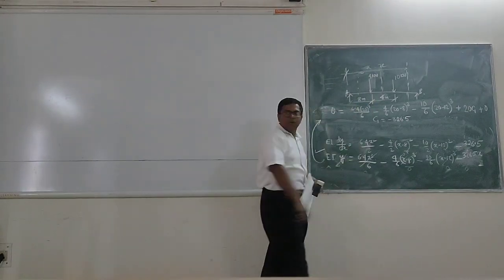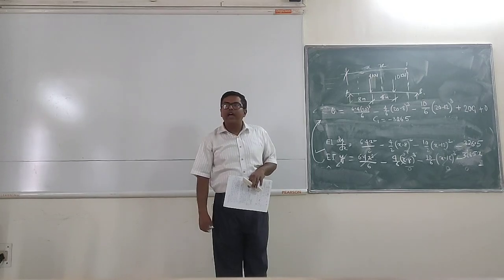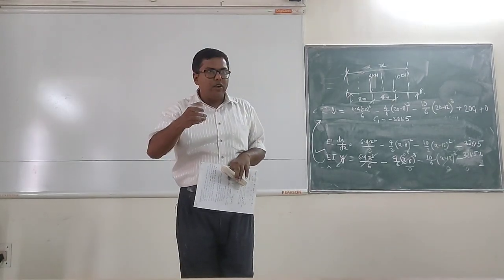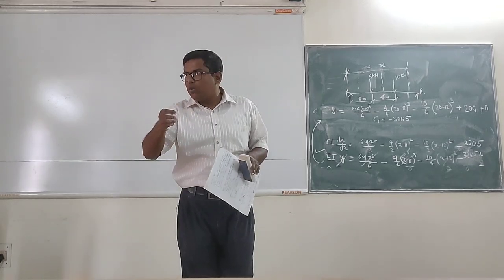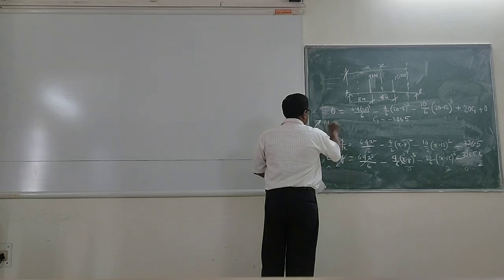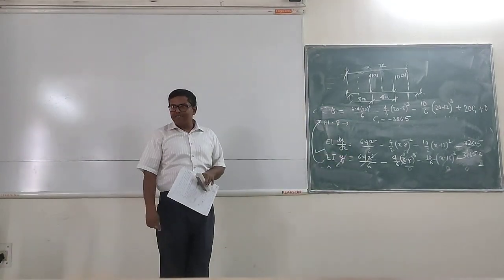Where is the 4 kilonewton load? At 8 meter distance, so x equal to 8. So under the 4 kilonewton load, if you want to find out this deflection, then x equal to how much? 8. So if I put x equal to 8, now again the Macaulay will come into picture.